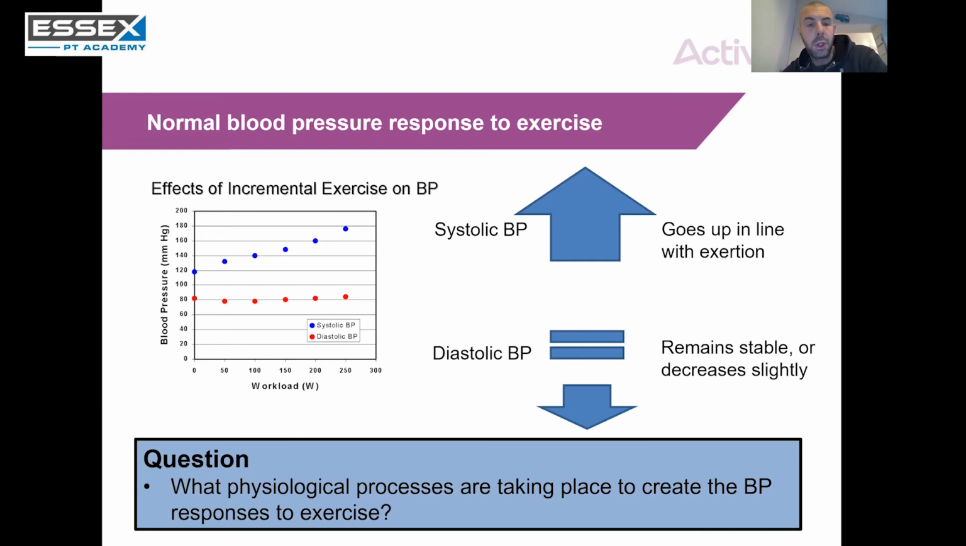So what do you think? What physiological processes are taking place to create the blood pressure responses to the exercise? So have a little think about that. Why would that go up? Why would your systolic pressure go up? Think about what systolic pressure is, and then think about what's happening when you're exercising and the demands of that exercise and how that could work.